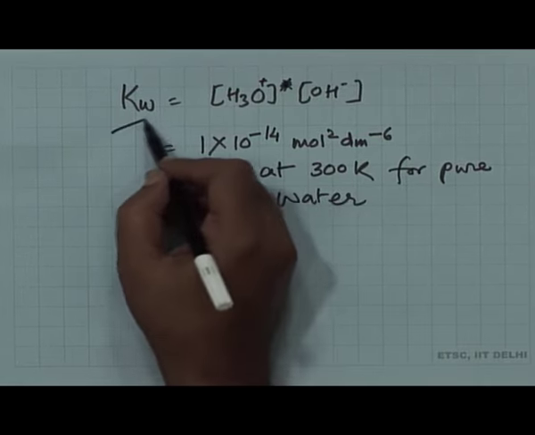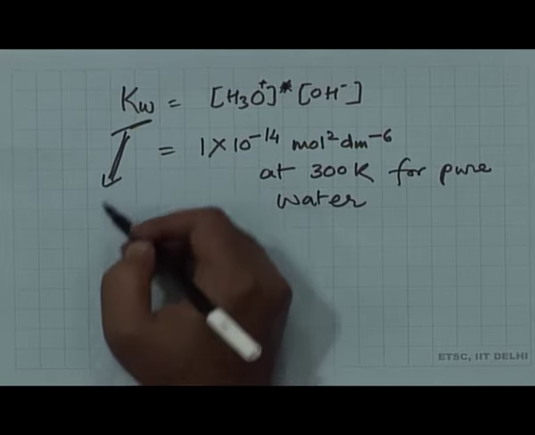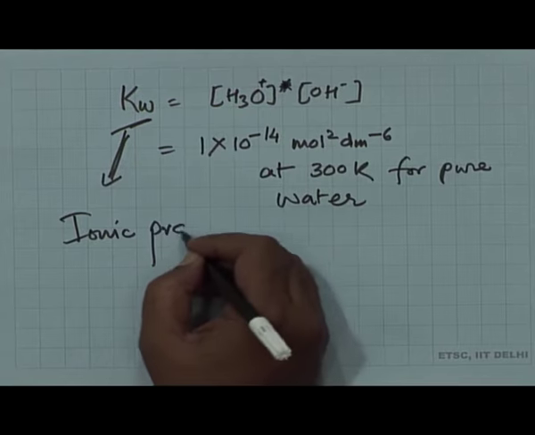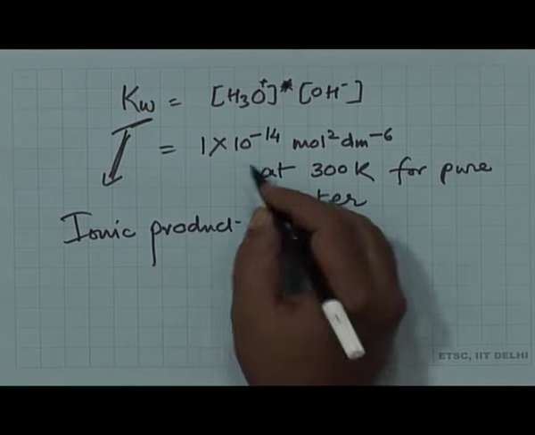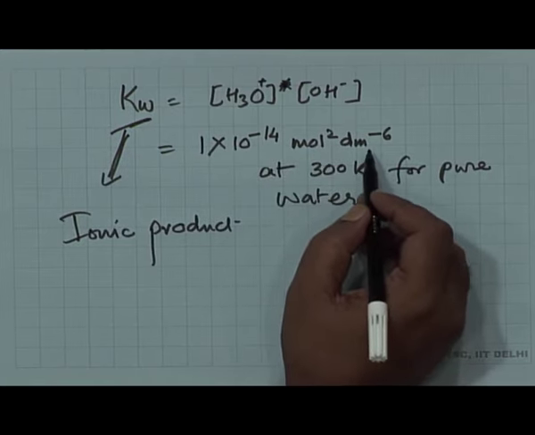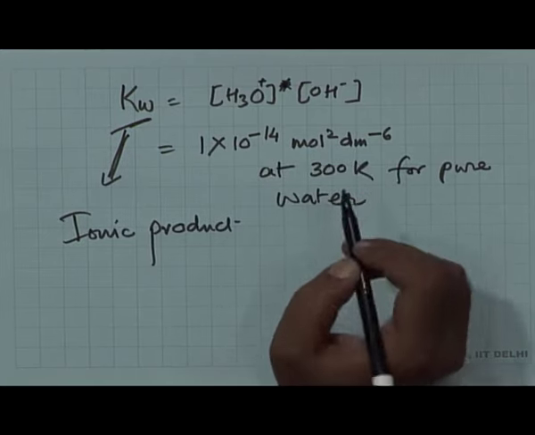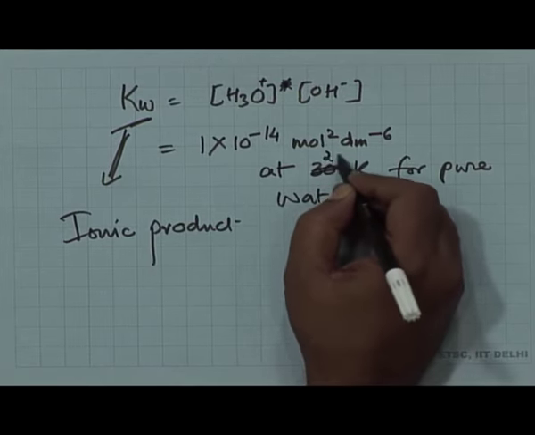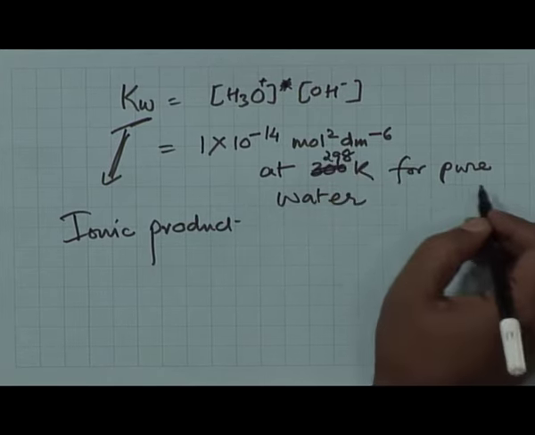So, Kw value is also known as the ionic product. Its value is 1 into 10 to the power minus 14 mole square per dm 6 at 298 Kelvin for pure water.